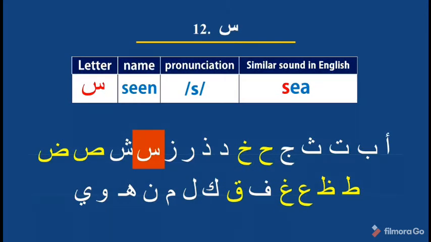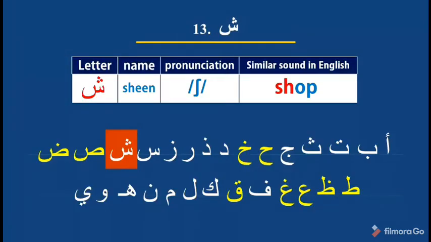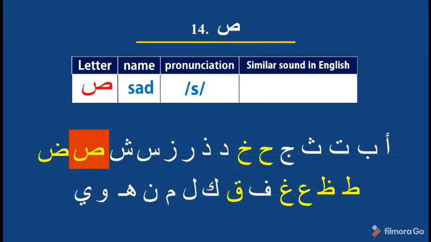Sin has the same pronunciation of se, just like the se of C, and it is found with the S key. Shin has the pronunciation of she, just like the she of shab, and it is located with A.